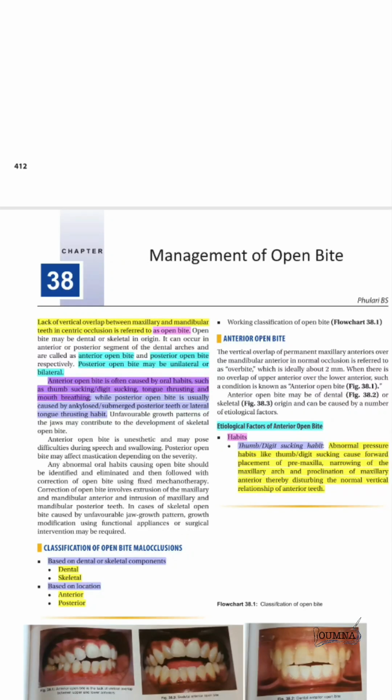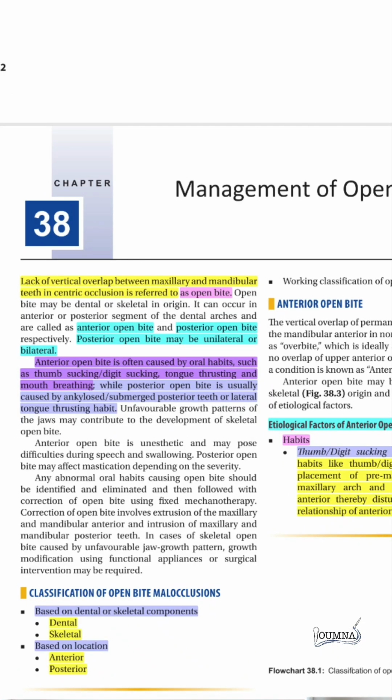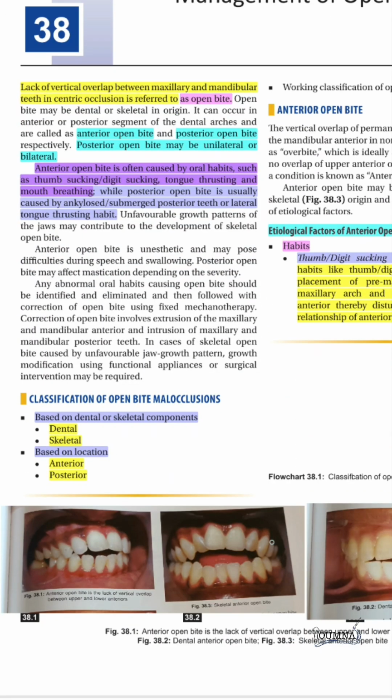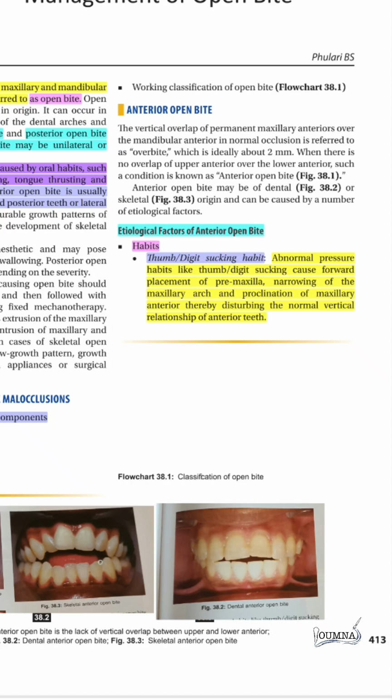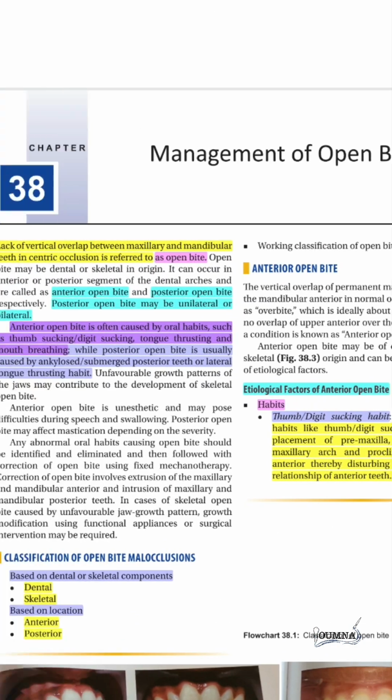We will discuss the management of open bite. Open bite is defined as the lack of vertical overlap between maxillary and mandibular teeth in centric occlusion. It can be anterior or posterior, unilateral or bilateral. It can be dental or skeletal. This is the skeletal and this is the dental.